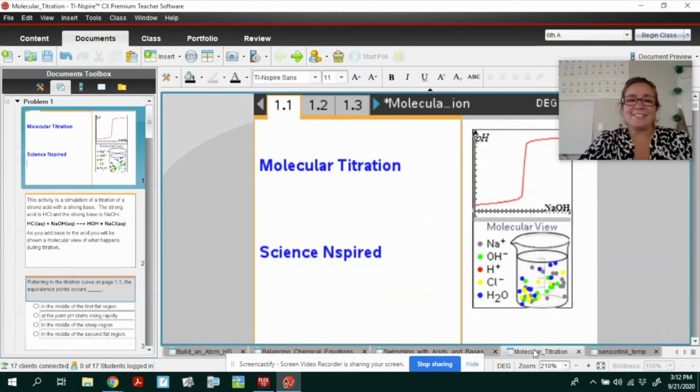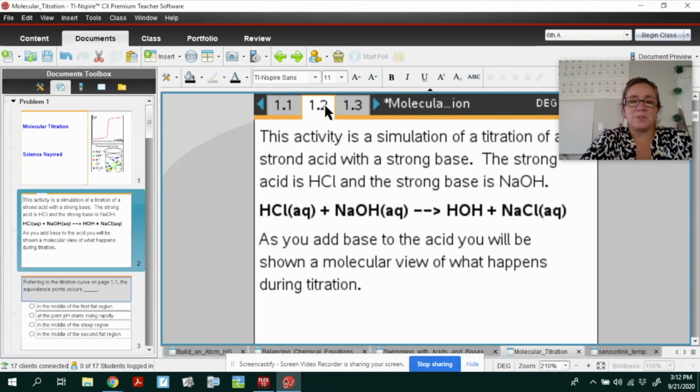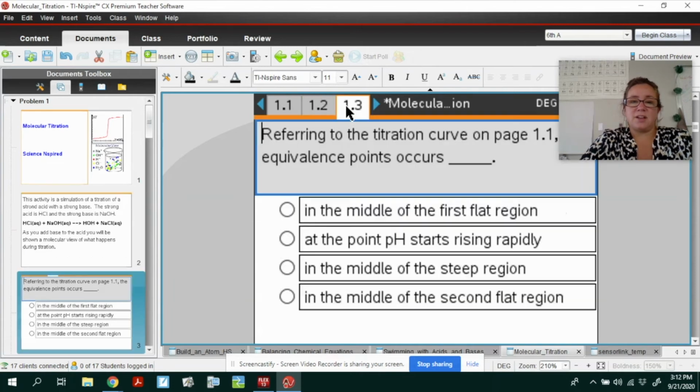One more is called molecular titration. And so with titration, I know a lot of teachers don't have a lot of time for titration. Maybe they don't have the materials for titration. But this simulation allows for you to have the experience with titrations and also look at the graphical analysis, which they may see a type of graph like that on a standardized ACT or SAT test, and also a molecular level view. So it's a titration with hydrochloric acid and sodium hydroxide.